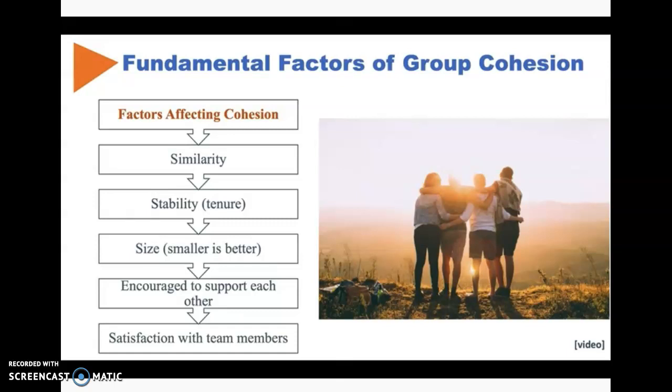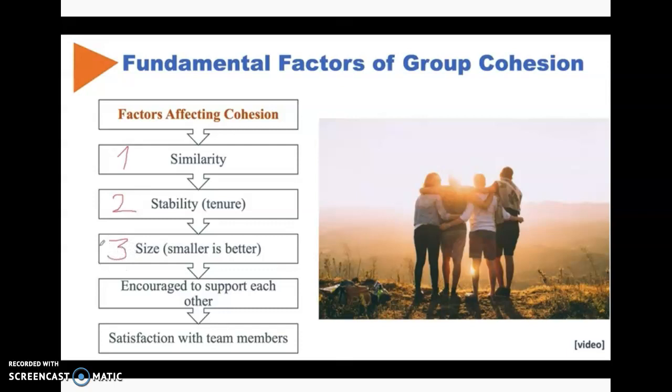We also have stability, which is the second one. So stability means tenure, the degree to which we are together for a long amount of time. So the longer a group stays together, the more cohesive it will become. So just spending time together means we're going to be cohesive.